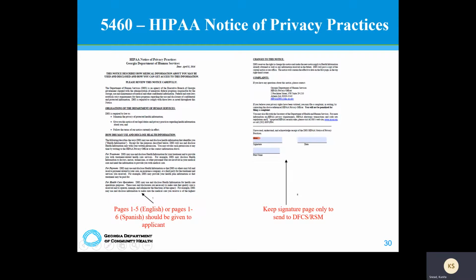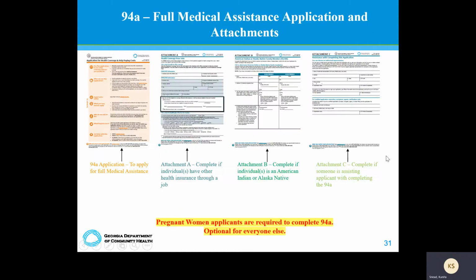But if you're doing the application over the phone, you're just going to be sending them this whole form. They don't have to sign anything and send it back to you. But if they're in the office with you, you need to keep the last page with their signature, date, and printed name. Again, this is the 5460, the HIPAA.